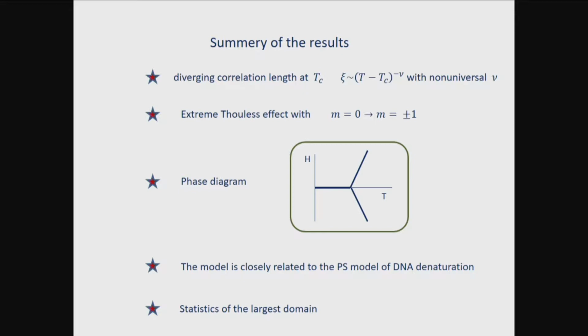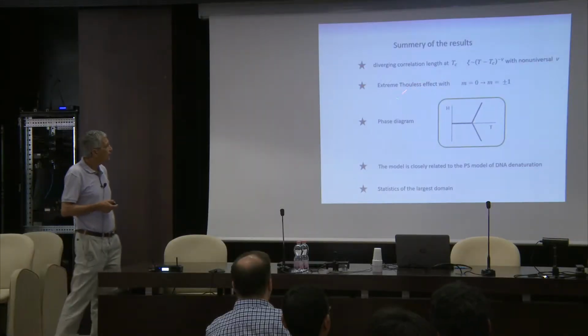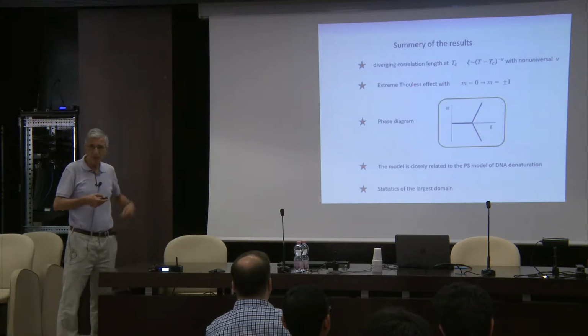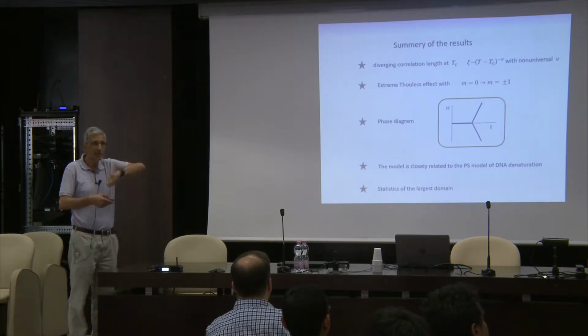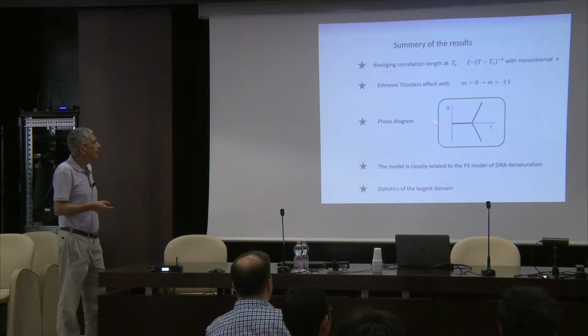There is an extreme Thouless effect, namely the magnetization jumps at the phase transition in this model. That's called the Thouless effect. Here, it's an extreme Thouless effect in the sense that the magnetization jumps from 0 to 1.